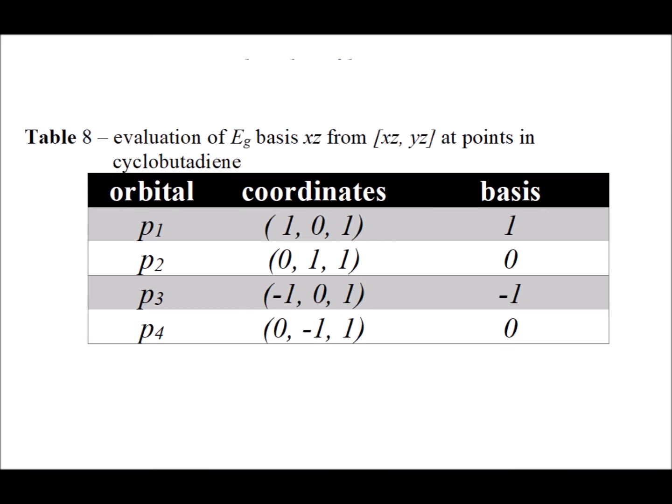Next, we have the doubly degenerate EG representation, which has two different basis functions. And so first, we'll just use the first basis function, which is xz. And when we do that, we notice that we get values of 1, 0, or -1. So those are going to be the appropriate coefficients for each of the orbitals.